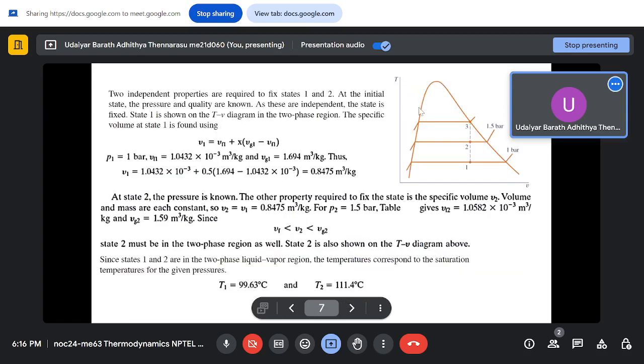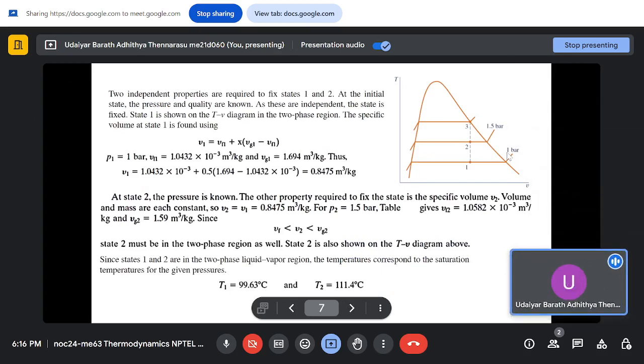If you see in a T-v plot, this is how it will look. The first state is you have 1 bar and 50% by mass of vapor. So the specific volume will be somewhere here, v1, and your volume will remain the same. So you are going straight here, because it's a closed container, the volume will remain the same, and there is no change in mass, so your specific volume will also remain constant.